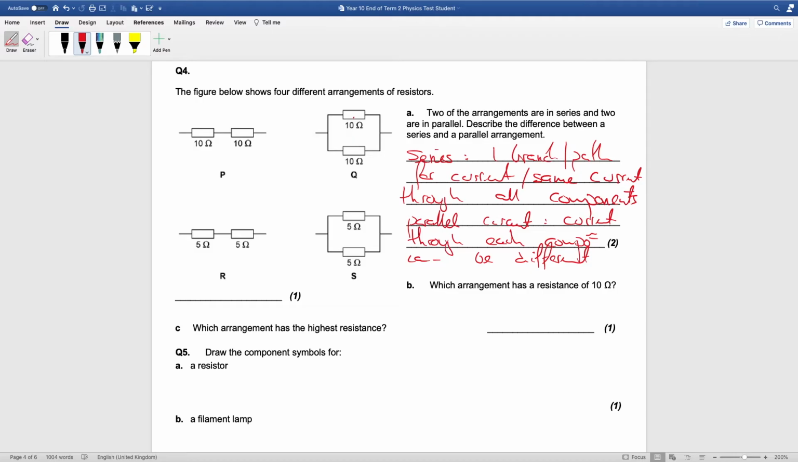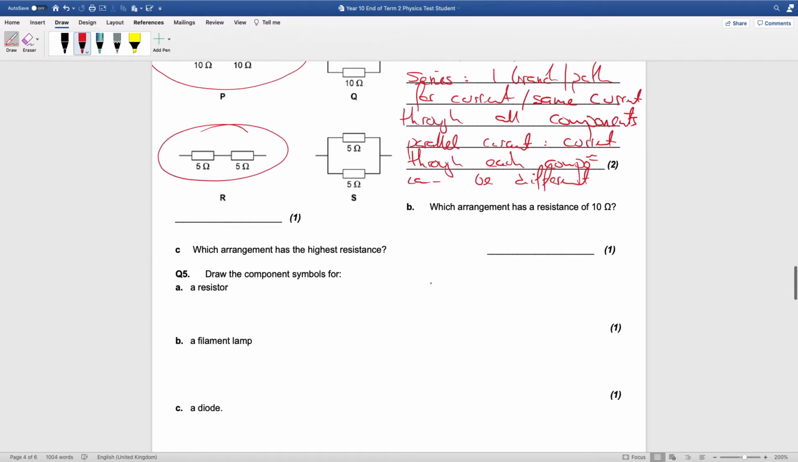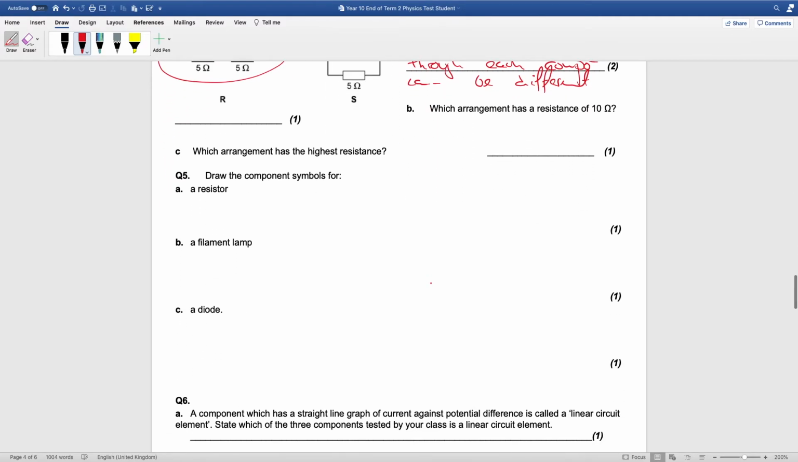Which of these resistances or arrangements has a resistance of 10 ohms? Well, can't be the first one. Second one will be less than 10. Third one is 2 5s in series, that's 10. The fourth one will be less than 5. So it has to be R. That's 20. That's the highest resistance.